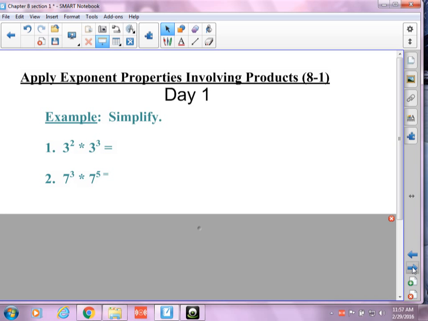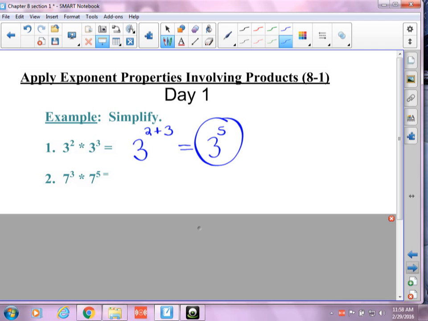When I have 3 to the second power times 3 to the third power, how did I solve these? What did I do? Yes, I added the exponents. So it was 3 to the 2 plus 3, which is really 3 to the 5th. And remember when you did your homework, I asked you to write the original problem, and I also asked you to write the answer. That's all I needed you to do.